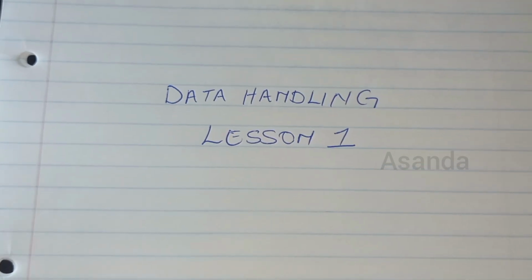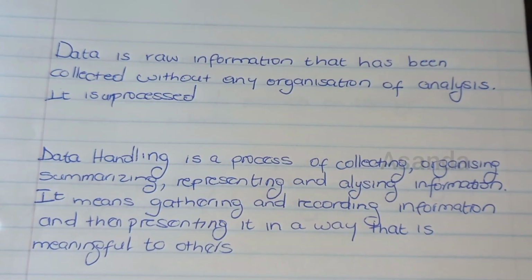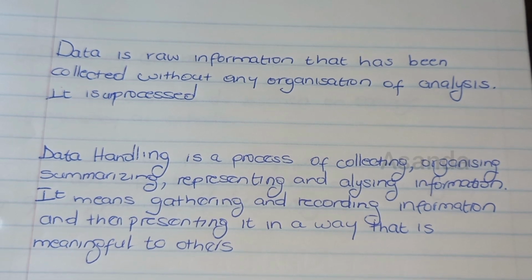When it comes to data handling, first we need to know what is data. Data is raw information that has been collected without any organization or analysis. It is unprocessed, so it's called unprocessed data. Then we handle the data. Now, handling the data is a process of collecting, organizing, summarizing, representing, and analyzing information. It means gathering and recording the information and then presenting it in a way that is meaningful to others.